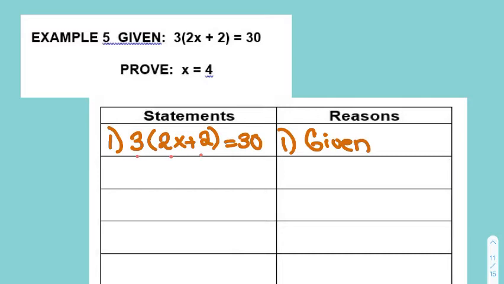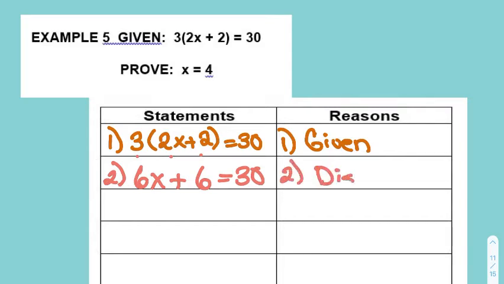So I can actually work this one two different ways. So this first time, I'm going to go ahead and do the distributive property. So that would be 3 times 2x, which is 6x, plus 3 times 2, which is 6, equal to 30. And again, that was by distribution. Now I would subtract both sides by 6. And if you want to write it out, you can. You don't have to, though. So 6x is then going to equal 24.